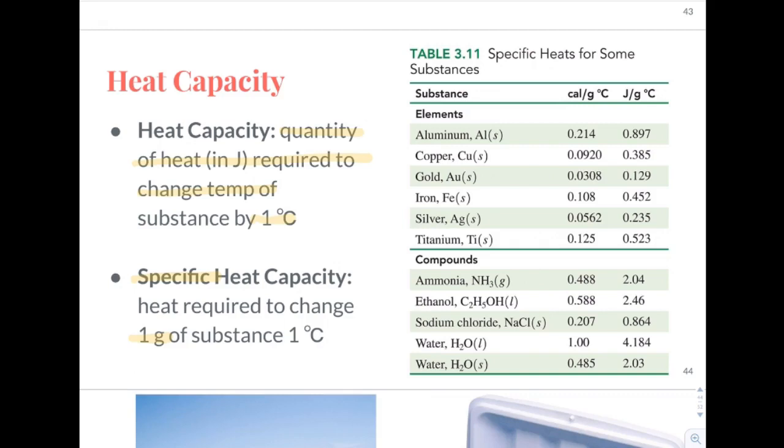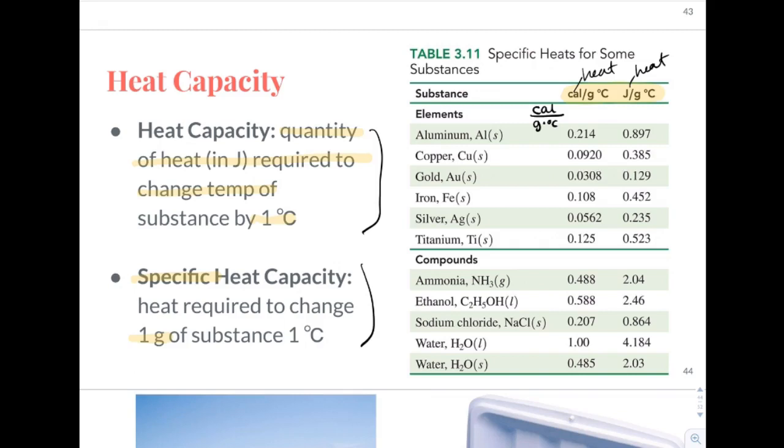So here are some specific heats. Look at these units. Calories per gram degree C and joules per gram degree C. This unit will tell me what this specific heat means. You need to know that calories and joules are heat units. And so how can I write this again? I can write this as calorie per gram per degree C. So how much heat per gram per degree C? And that is your definition of heat capacity.